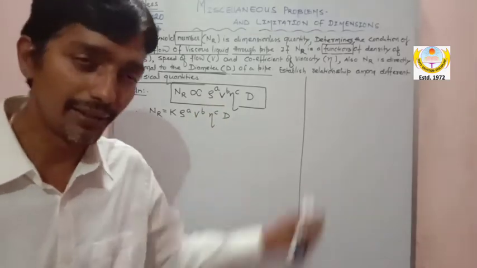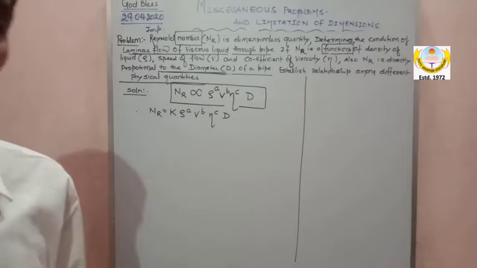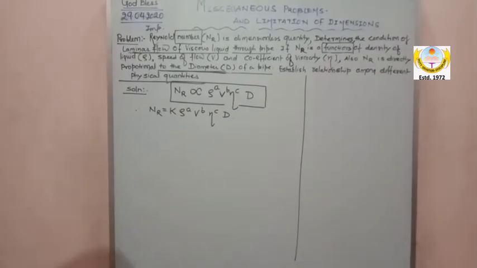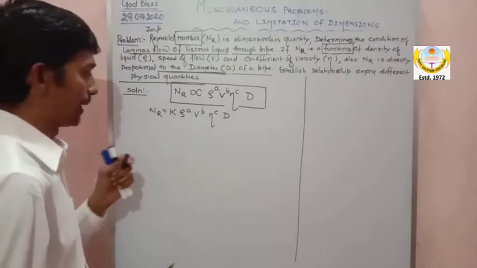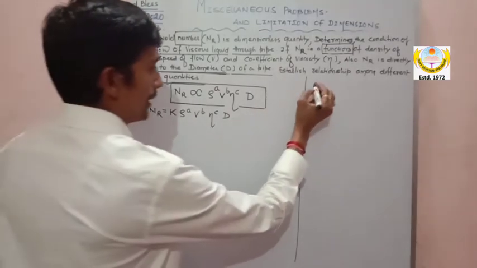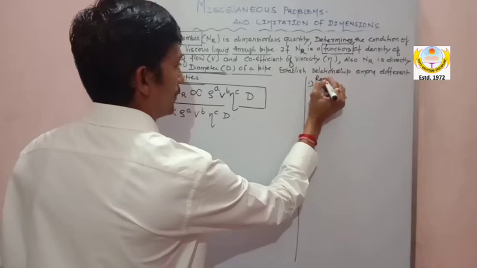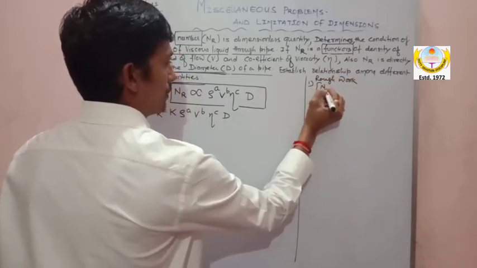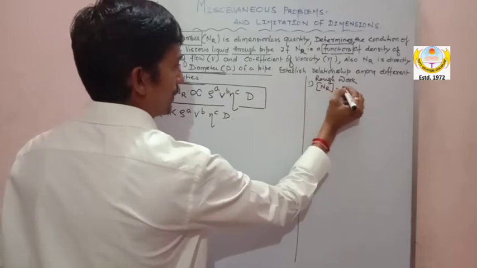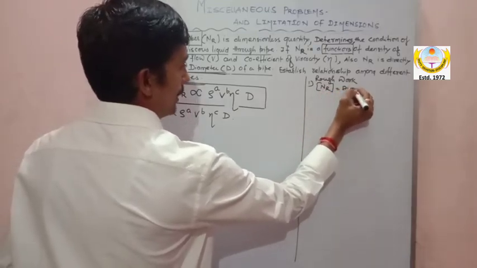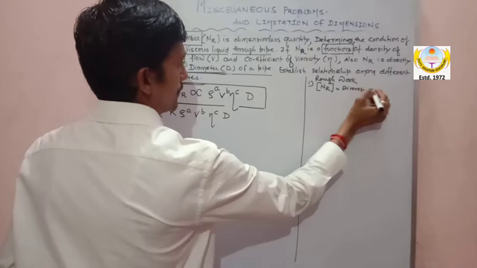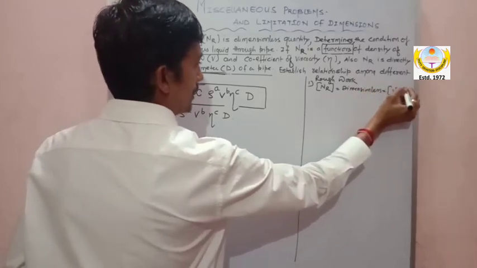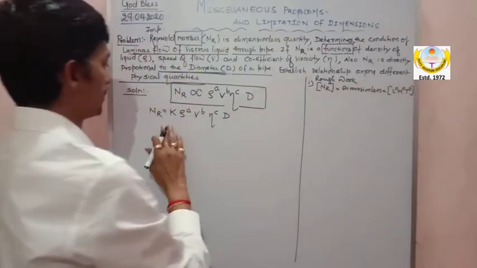So let's begin the rough work for finding the dimensions of each and every quantity. The first quantity is the Reynolds number NR. It is dimensionless, already given. So it is nothing but L power 0, M power 0, T power 0. So the Reynolds number is over.